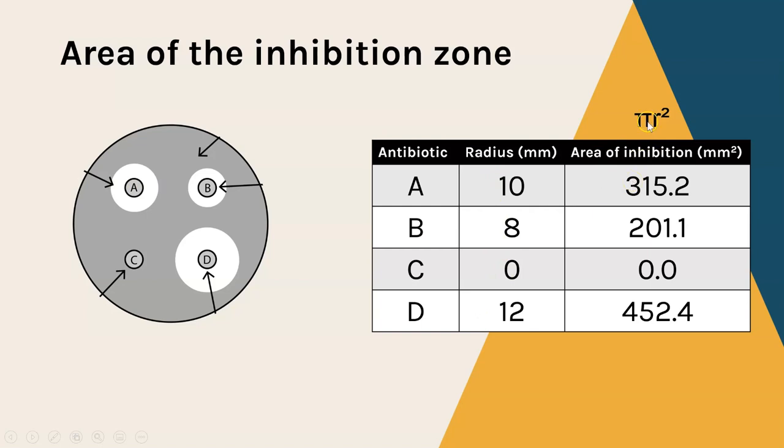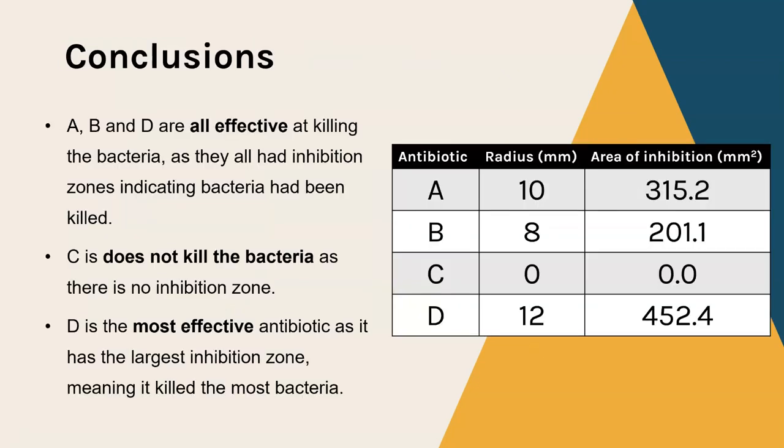Once we've recorded those, we can then work out the area of the inhibition zone. It's a circle, so it's pi r squared. And just make sure that you do record all of your results in the same column to the same number of decimal places. So now we've recorded our results, you could then be asked to describe, explain, or come to a conclusion based on your results.